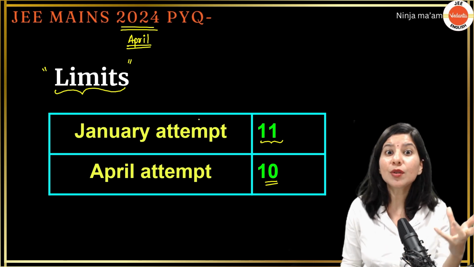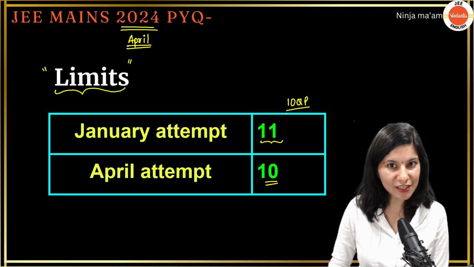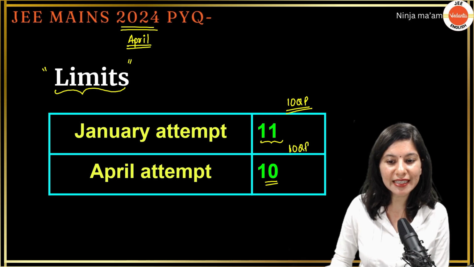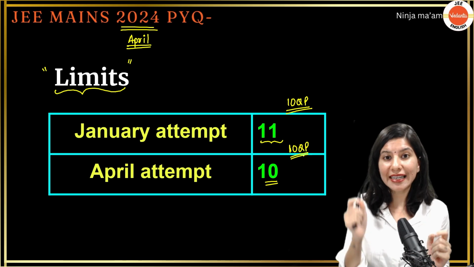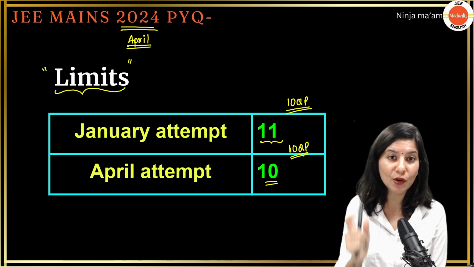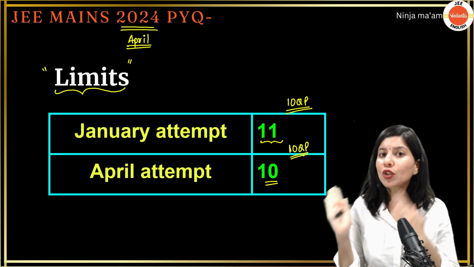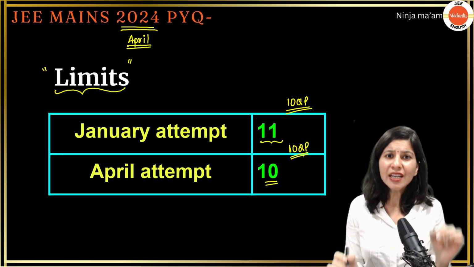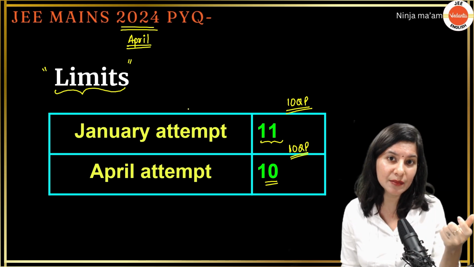So what does that mean? In the January attempt there were 10 question papers, 10 shifts, and in the April attempt also there were 10 question papers, or you can say 10 shifts. In each paper it was observed that at least one question was asked from the limits chapter. And here I am only talking about limits. I'm not talking about continuity. I'm not talking about differentiability. So I guess this chapter, limits, is worth investing your time in.